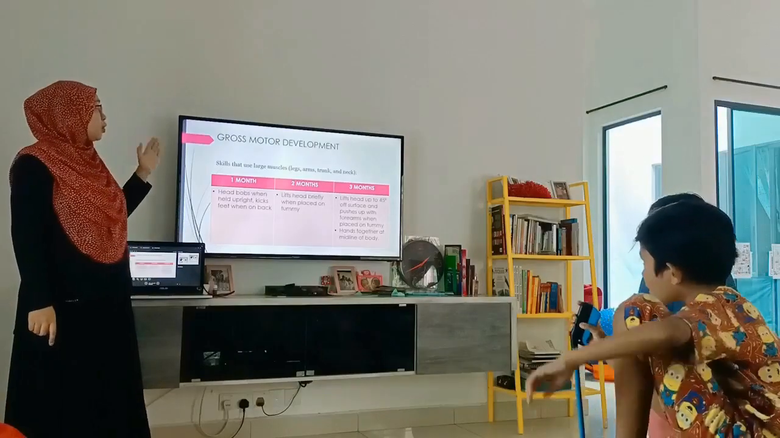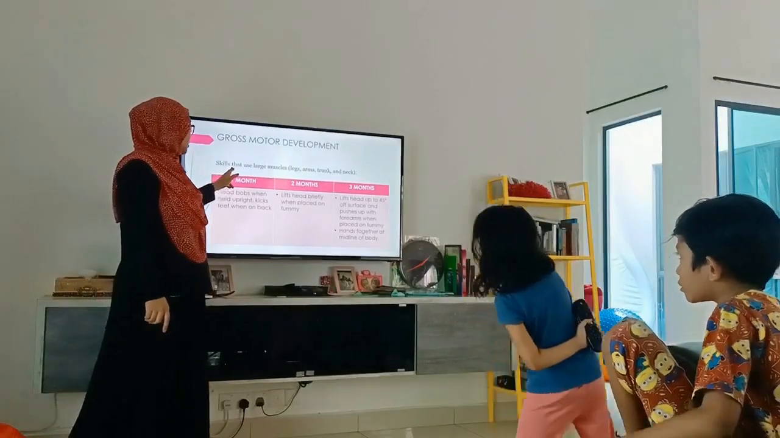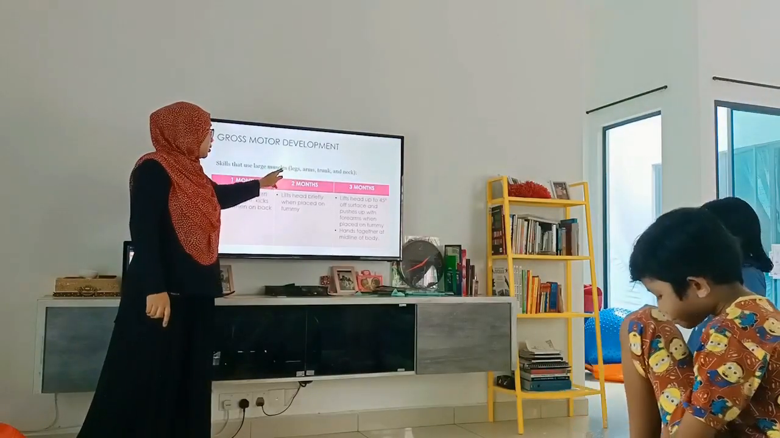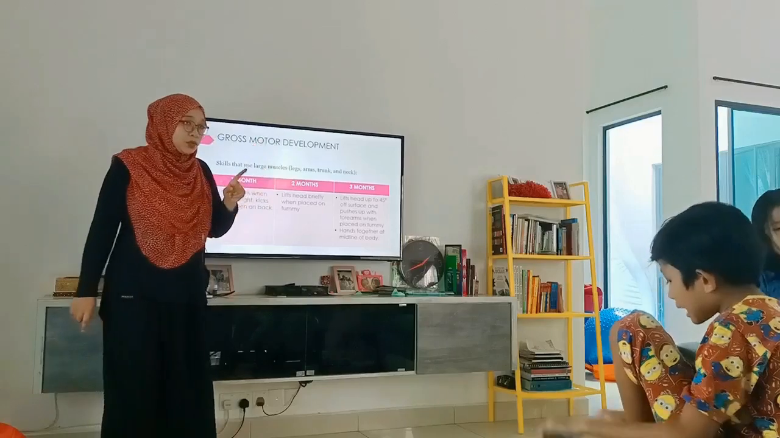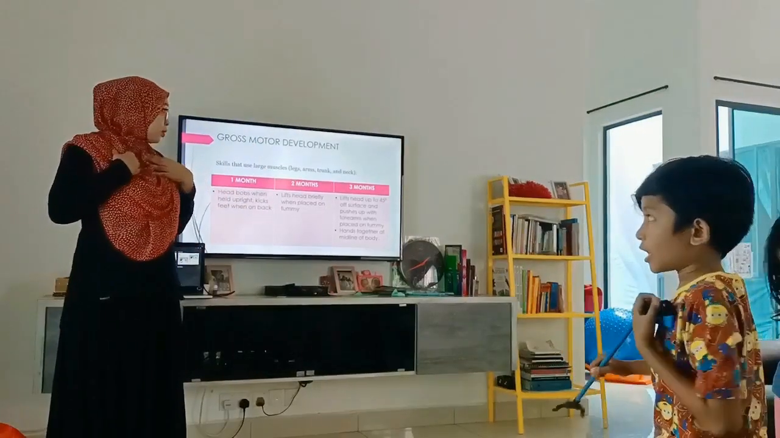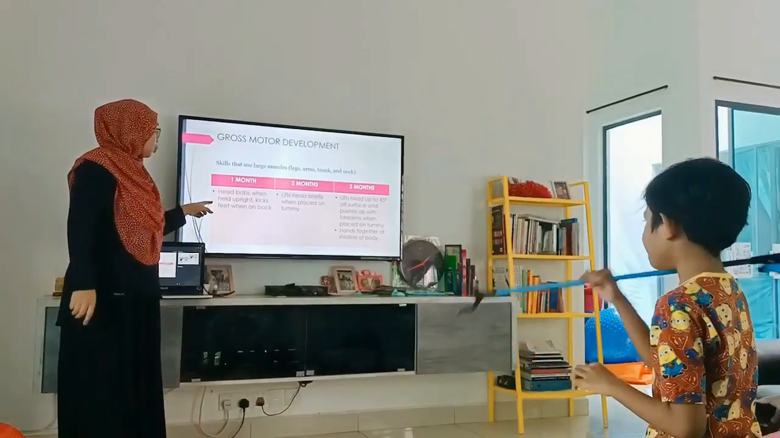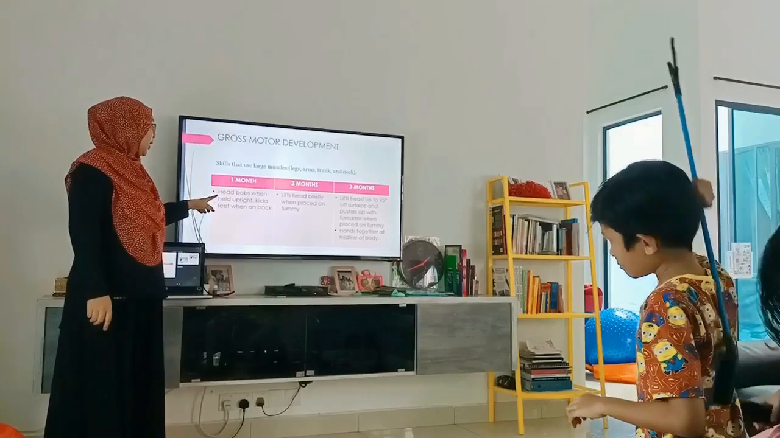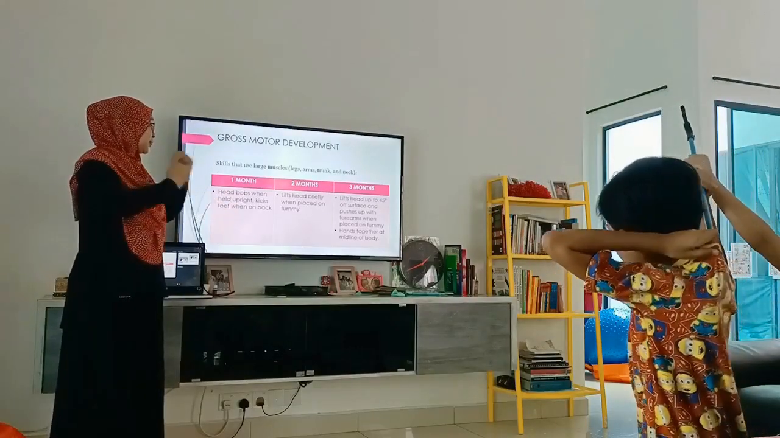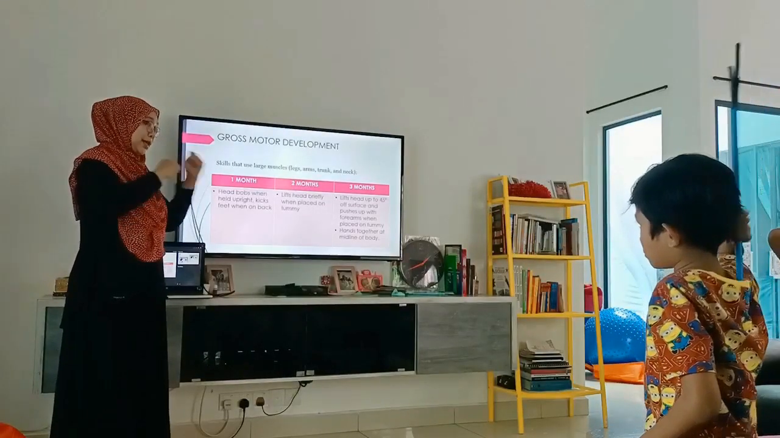What is gross motor development? Okay. The skills that use large muscle, which is your legs, your arms, your trunk, and also neck. Okay. For 1 month old, the baby head bobs when held upright, kicks feet when on back. When the baby is lying on the back, it will kick.